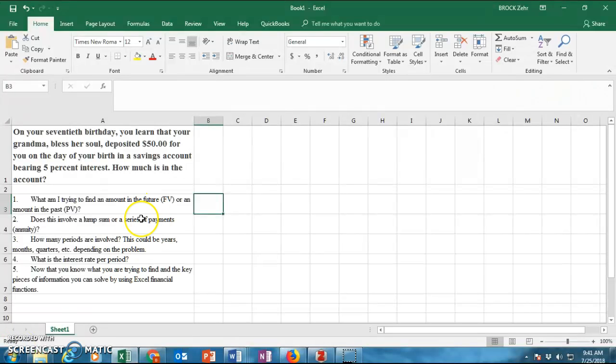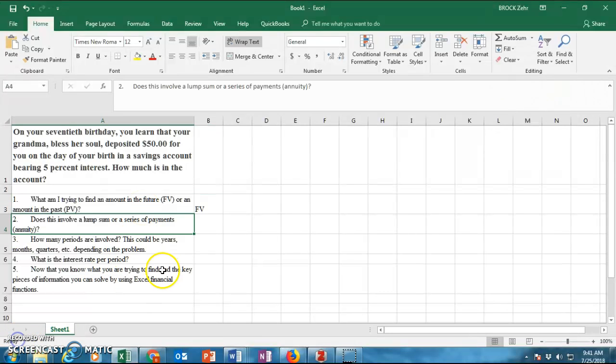So let's go through our set of questions here. What am I trying to find? An amount in the future or an amount in the past? Well, she made the deposit on the day of my birth. Now I'm 70, so I want to find out what that $50 has grown to. So I'm looking to calculate an amount in the future. Secondly, does this involve a lump sum or a series of payments? Well, she only put $50 in once and let it grow, so we're dealing with a lump sum here.